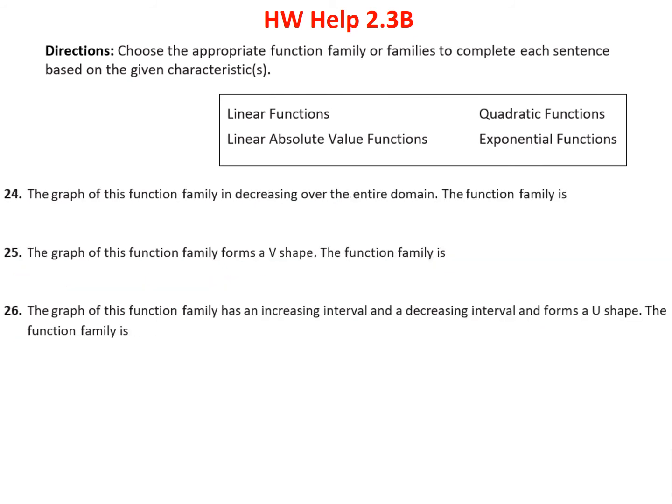24 says the graph of this function is decreasing over the entire domain. So it's always going down. Well, in this case, there's actually two possibilities. First of all, it could simply be a line going down. So we have our linear function. But another function that's always going to be decreasing is the one that looks like this. And that's an exponential function.